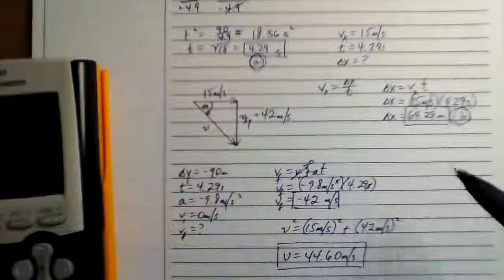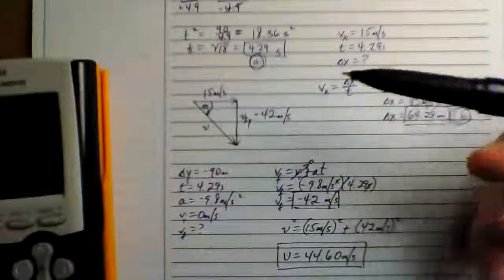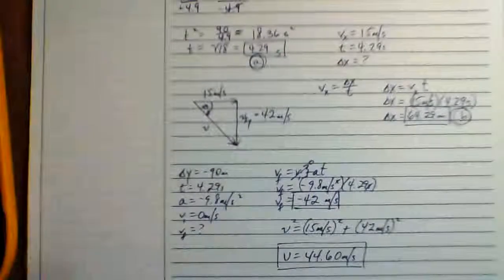That is the magnitude of the velocity that we're looking for, and it makes sense because we have 42 here and 15 here, so the result is going to be above that. Now I can find my angle on the interior there.